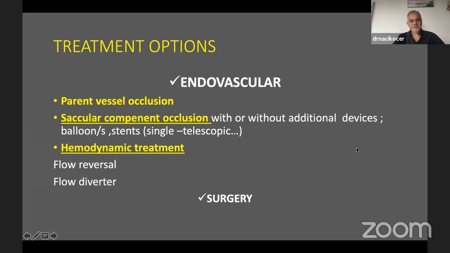Okay. The treatment options for aneurysm, as you all know, are endovascular and open surgery. For endovascular treatment, we have different options. The very first one is parent artery occlusion. And then we have big experience all around the world in occluding the saccule to treat the aneurysm. And then in the last decades, for me it is 2 decades, the treatment option is the hemodynamic modality.